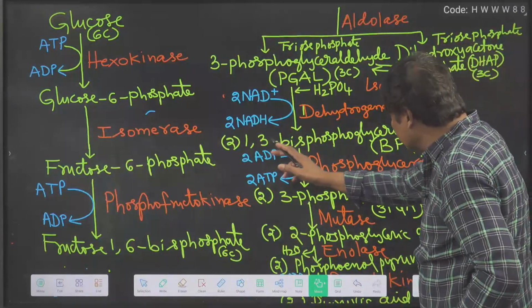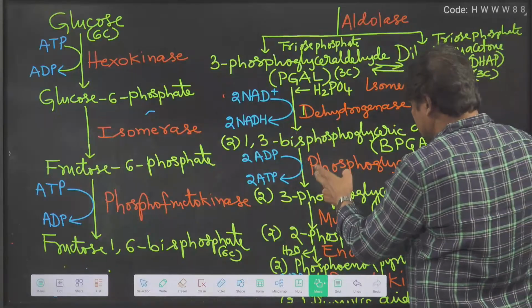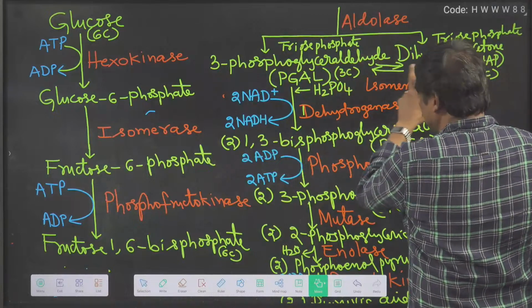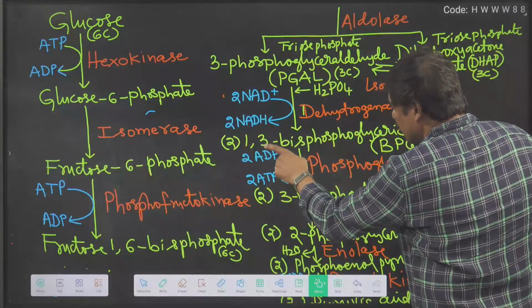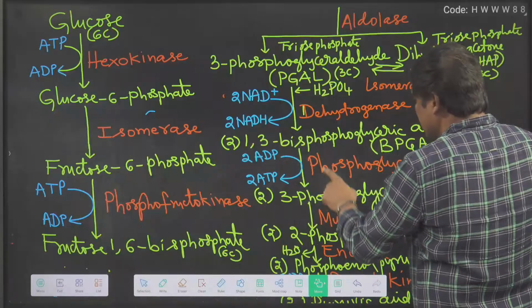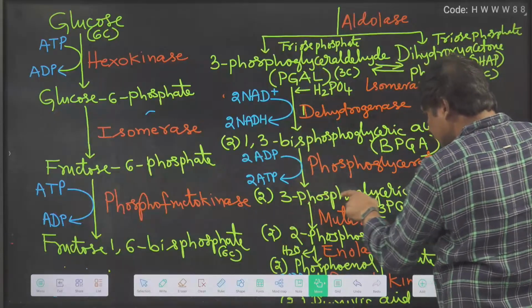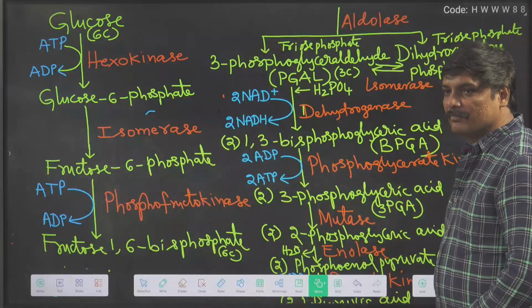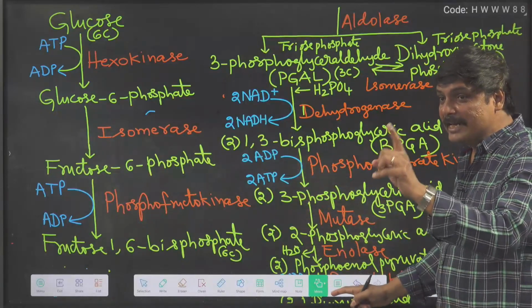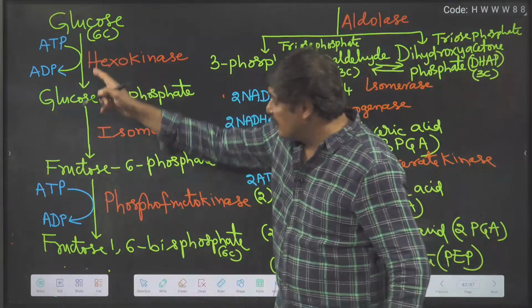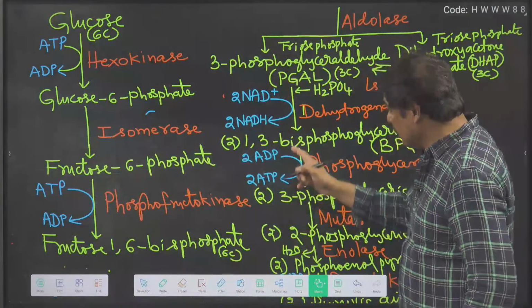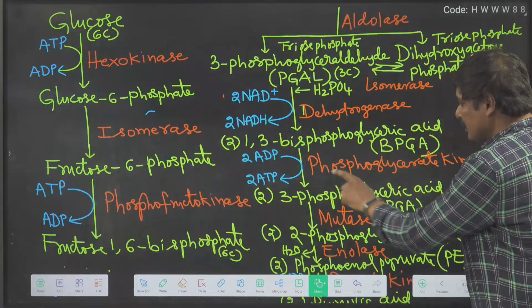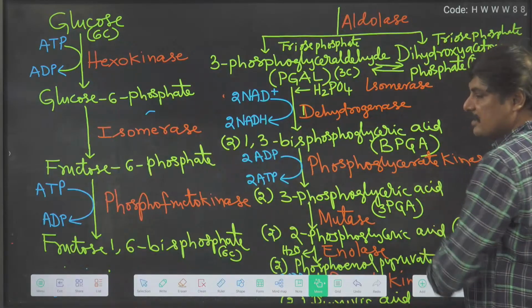Next, 1,3-bis-PGA, 2 molecules. From here onwards, you have to consider 2 molecules because 1 molecule and 1 molecule are simultaneously involved. Right. 1,3-bisphosphoglyceric acid undergoes dephosphorylation and 3-PGA is formed. Here ATP is formed. Totally 2 ATP are formed, for 2 molecules 2 ATP. This is catalyzed by the phosphoglycerate kinase enzyme.